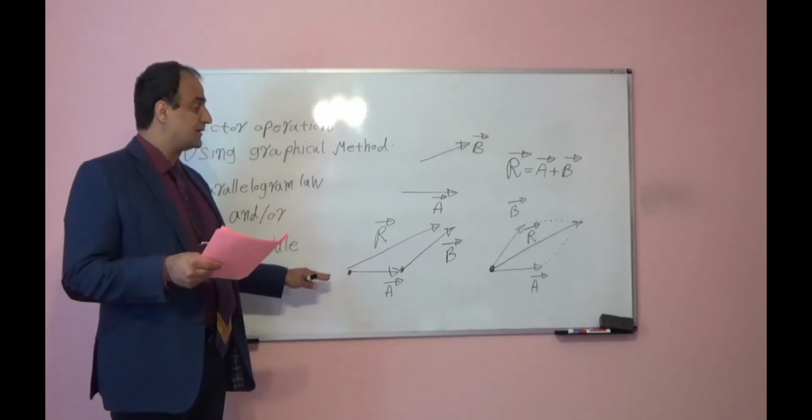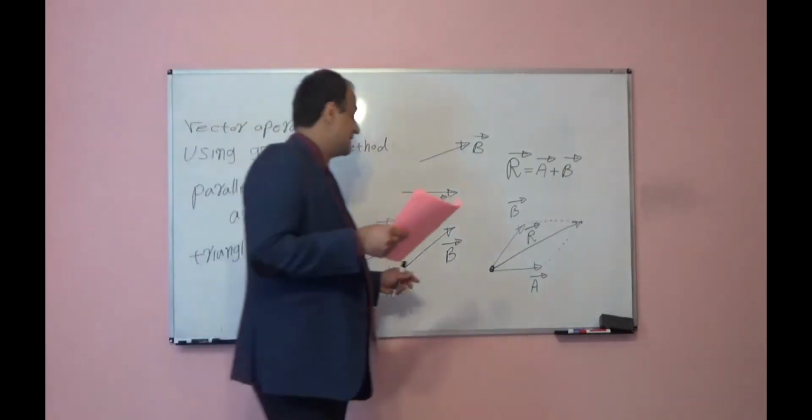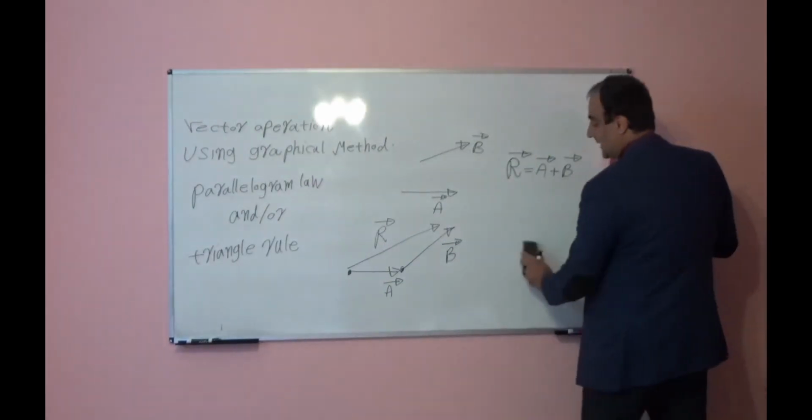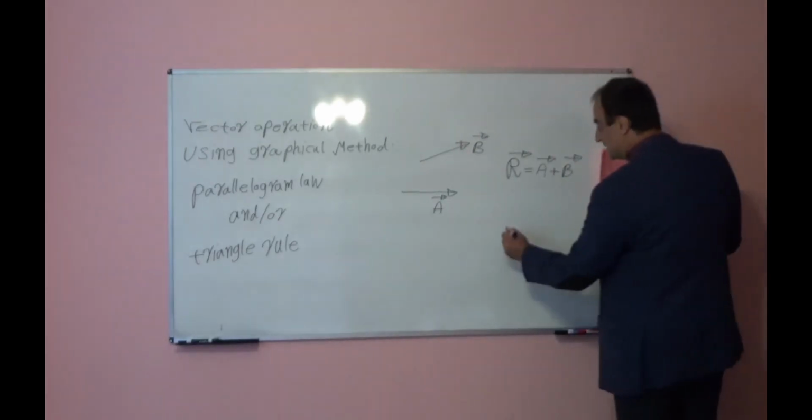Using the triangle rule or parallelogram law, we can subtract two vectors. For example, again, we have vector A and vector B. What is the resultant vector?